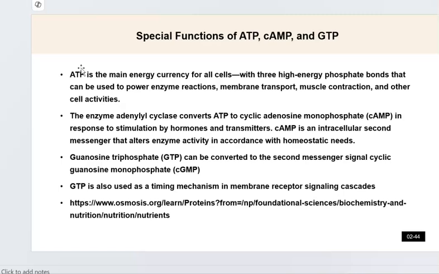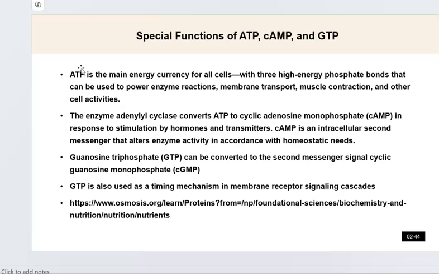All right, ATP is the primary energy currency in the body. And that means it's the energy for all cells. So the phosphate groups are bound by high energy bonds. So the release of the phosphoryl group from ATP is used to supply energy for many cellular functions and enzyme reactions. With 3 high-energy phosphate bonds that can be used to power enzyme reactions, membrane transport, muscle contraction, and other cell activities, ATP is a special major energy source for our cells.